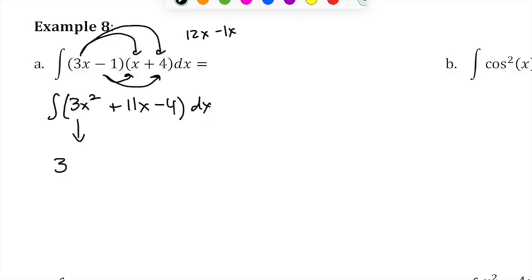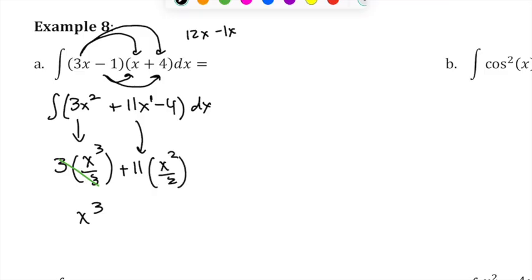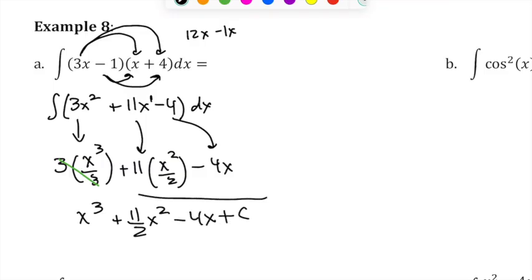So if I add 1 to x, I get x cubed over 3. Those are going to cancel out and leave me with x cubed. Now I'm going to do the integral of 11x. There is a 1 here, so that's going to be x squared over 2, which we can leave that. That's 11 halves x squared minus the integral of 4 is just going to be 4x. And you always have your constant at the end.